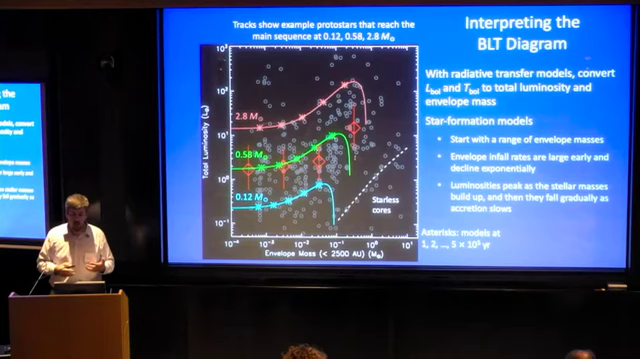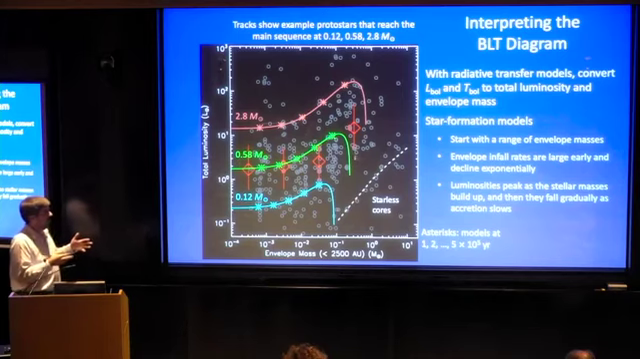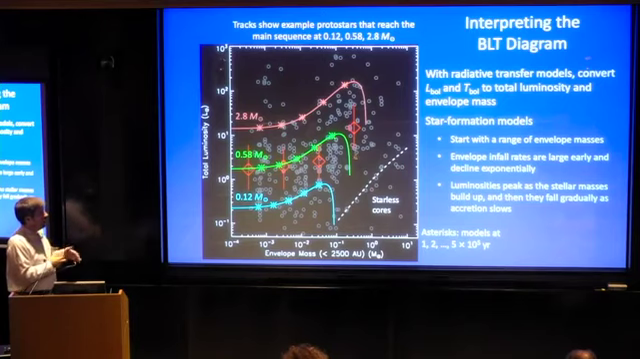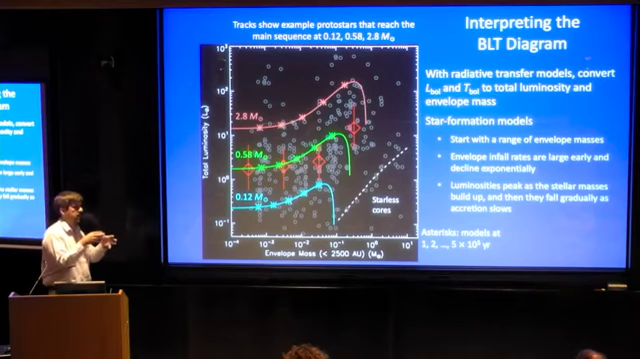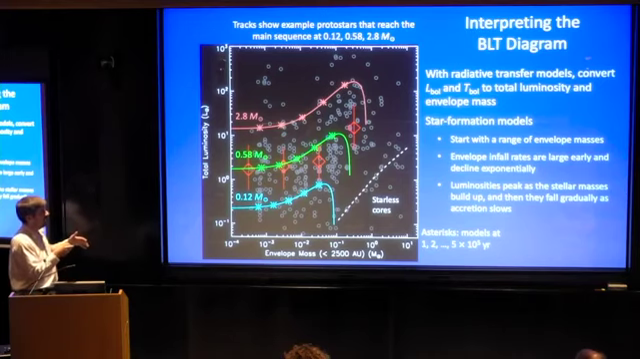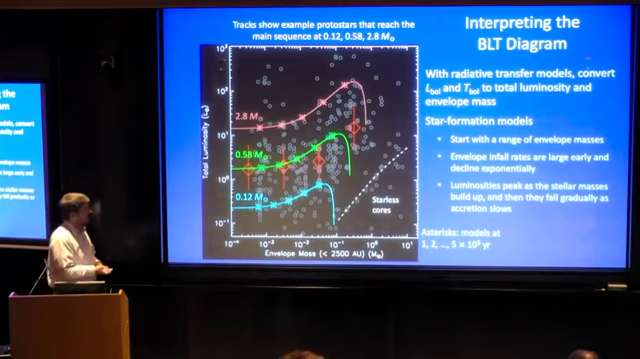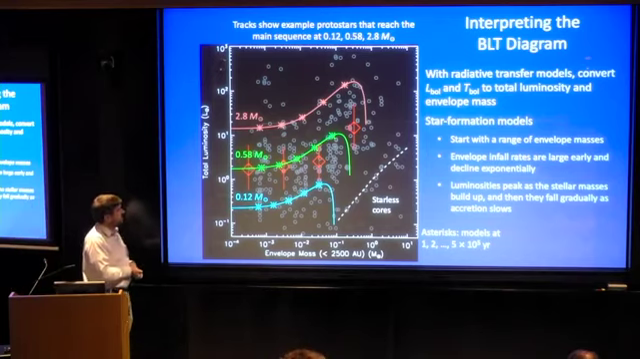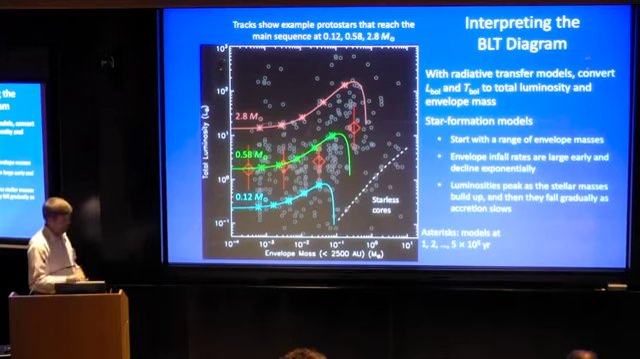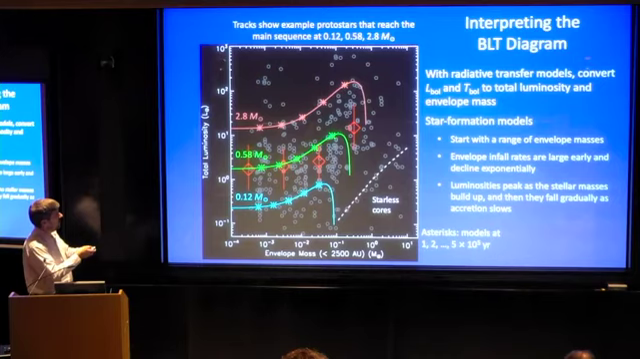And then we have envelope infall rates that are large early and decline exponentially. That's roughly what you would expect if the rate is the mass of the envelope that's remaining divided by the free fall time for that mass inside of that radius. And the consequence of this is we have luminosities that peak early as the stellar mass builds up, and then they gradually fall off as accretion slows down.